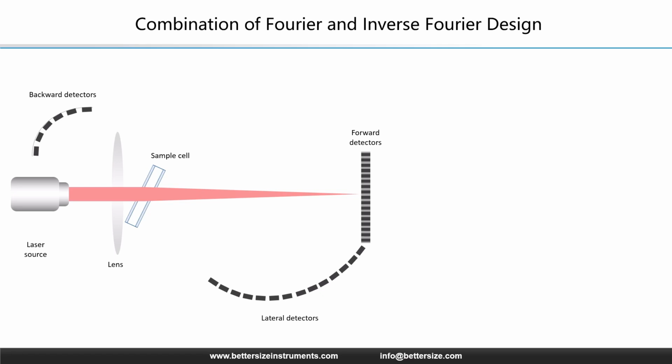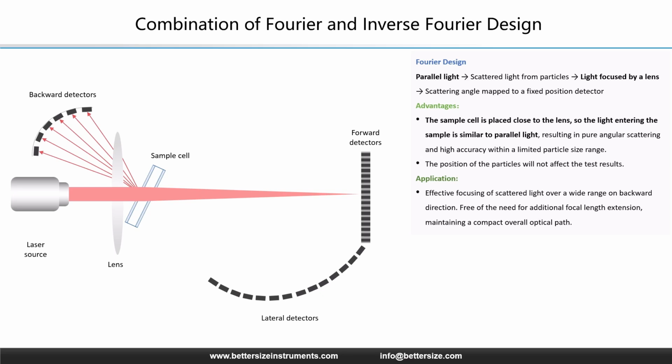Here is how we integrate these concepts into the Bettersizer 2600 Plus. It begins with the laser source illuminating the sample cell. First, we apply the Fourier design to backward detectors. By placing a lens after the cell in this specific path, we effectively capture the high-angle backscattering signals.